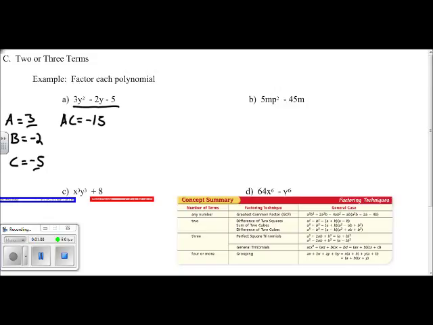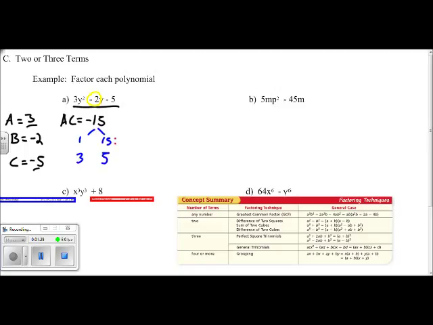Now remember, when we have AC, we need to find what the factors are. And we want our factors to add up to B, which in this case is negative 2. We also need to remember that our AC is negative. It's negative 15. So whatever we find for the factors, one will be positive and one will be negative. So the factors of 15 would be like 1 and 15, or 3 and 5. Again, remembering one being positive and one being negative.